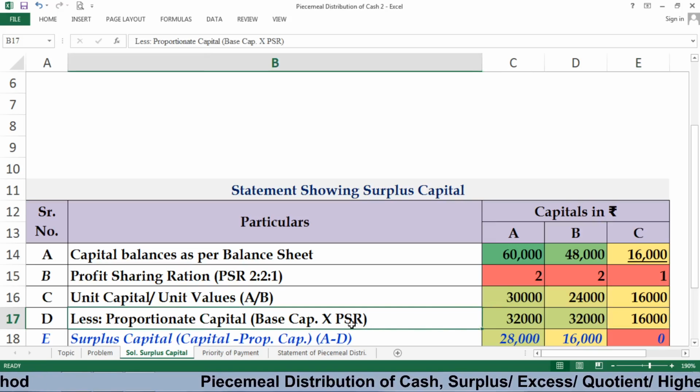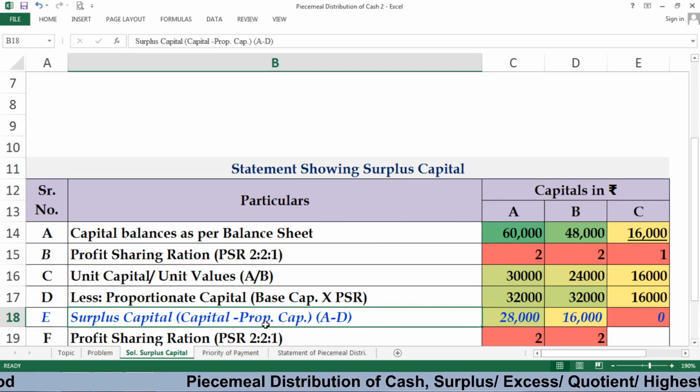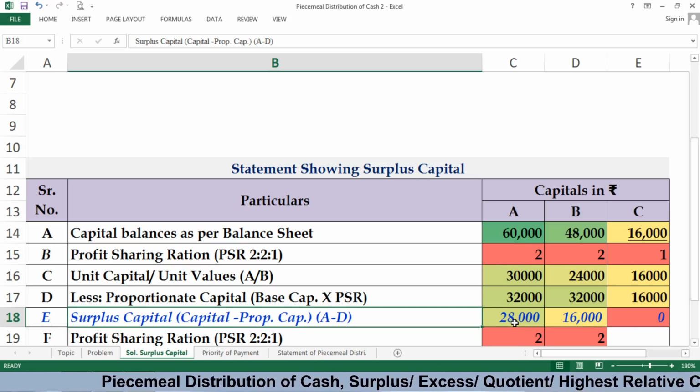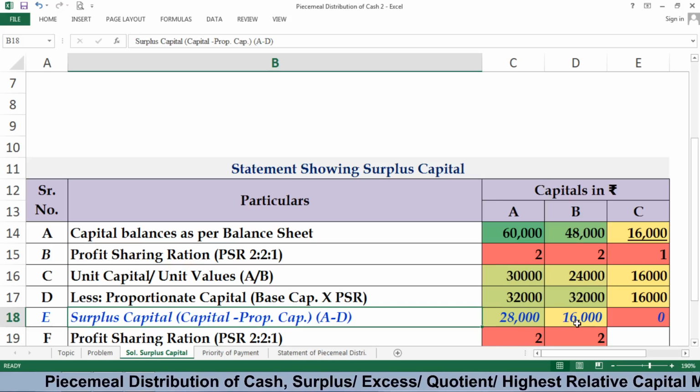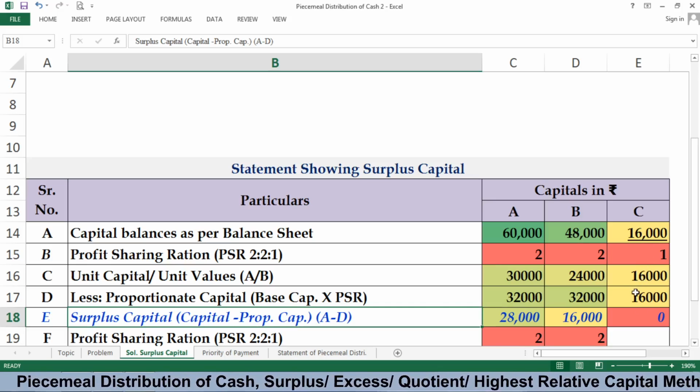Now we will calculate surplus. Surplus is capital minus proportionate capital. So 60,000 minus 32,000 comes to 28,000. That is the surplus of Mr. A is 28,000 and B's surplus is 16,000, that is 48,000 minus 32,000 comes to 16,000. And C's surplus will be nil, as 16,000 minus 16,000, the balance will be 0.